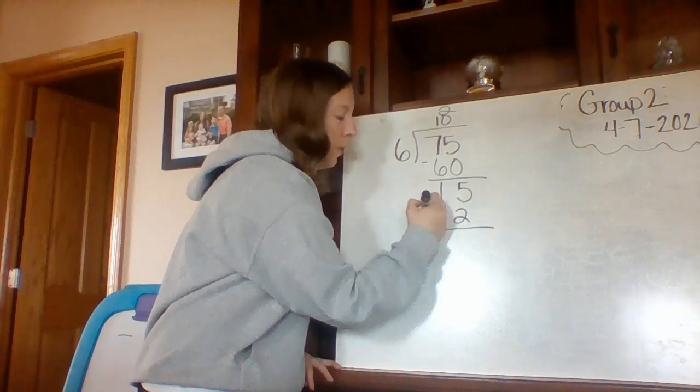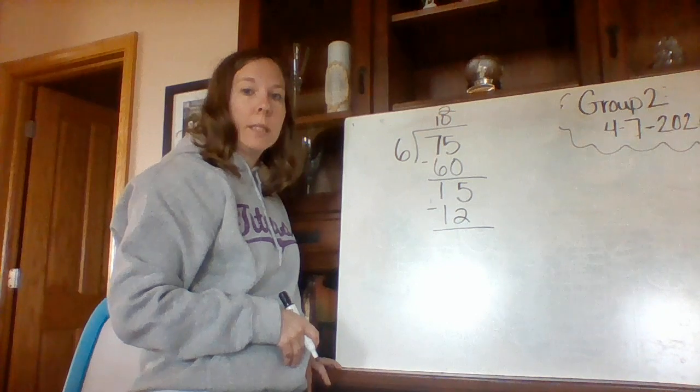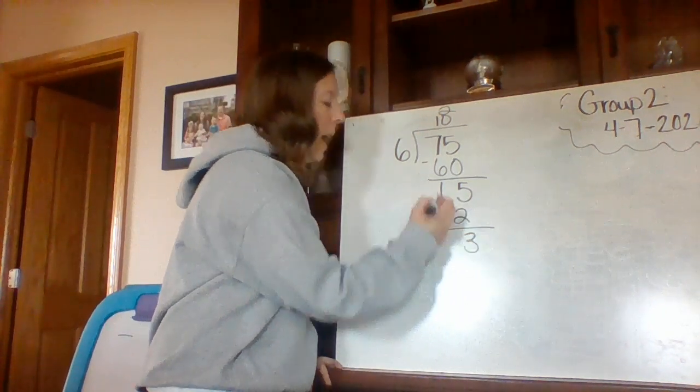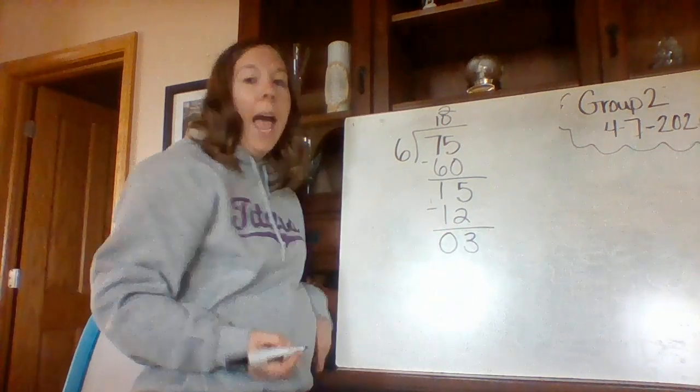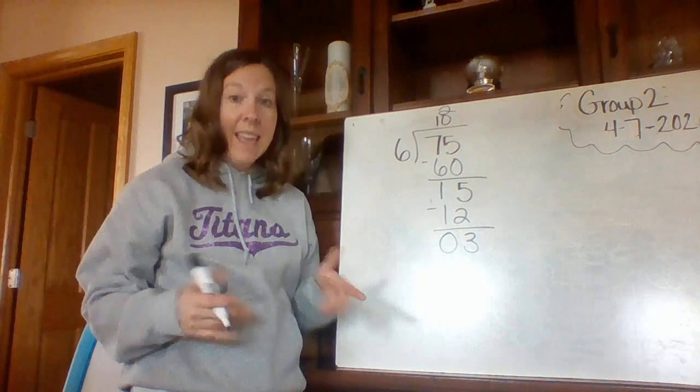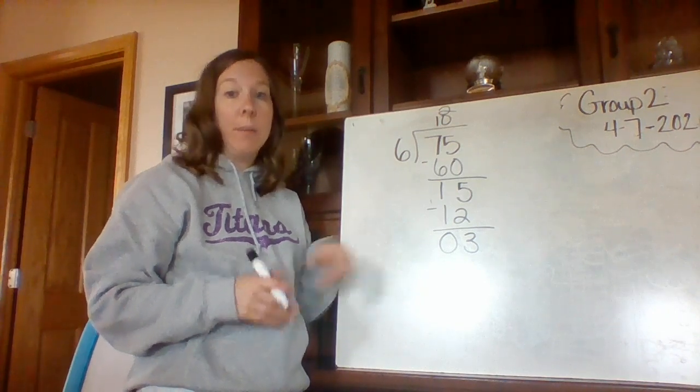All right, so now I'm going to subtract. 5 minus 2 is 3. 1 minus 1 is 0. I can't take out any more groups of 6 from 3, so I'm done. That tells me that 3 is going to be my remainder.